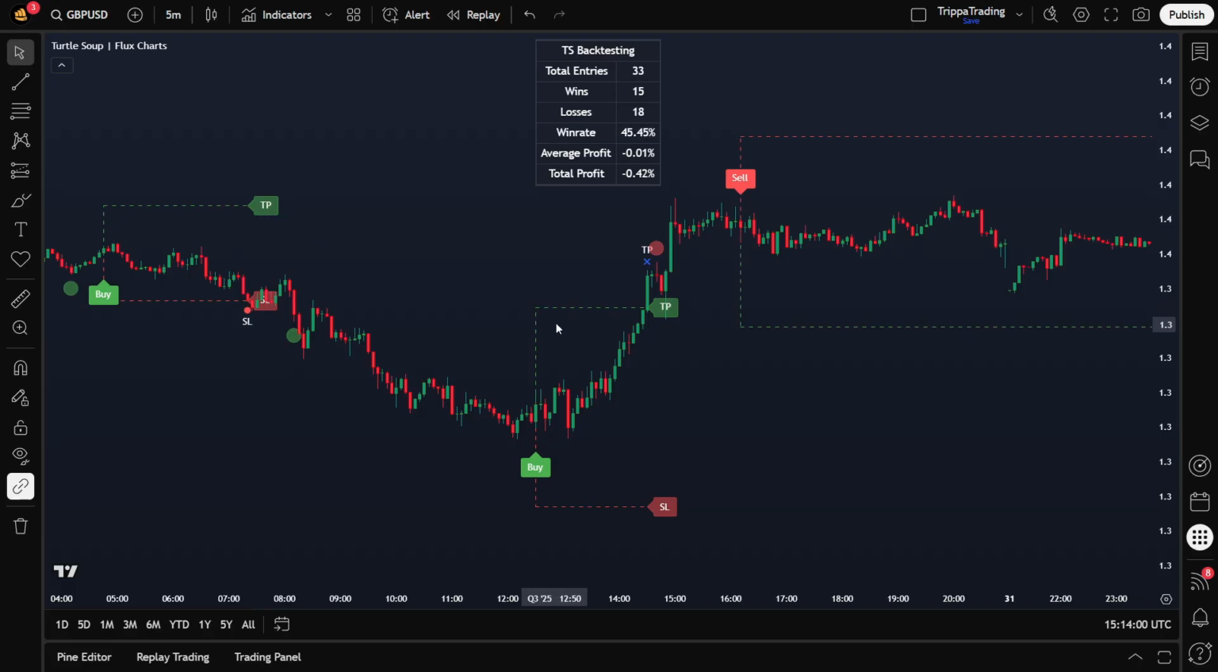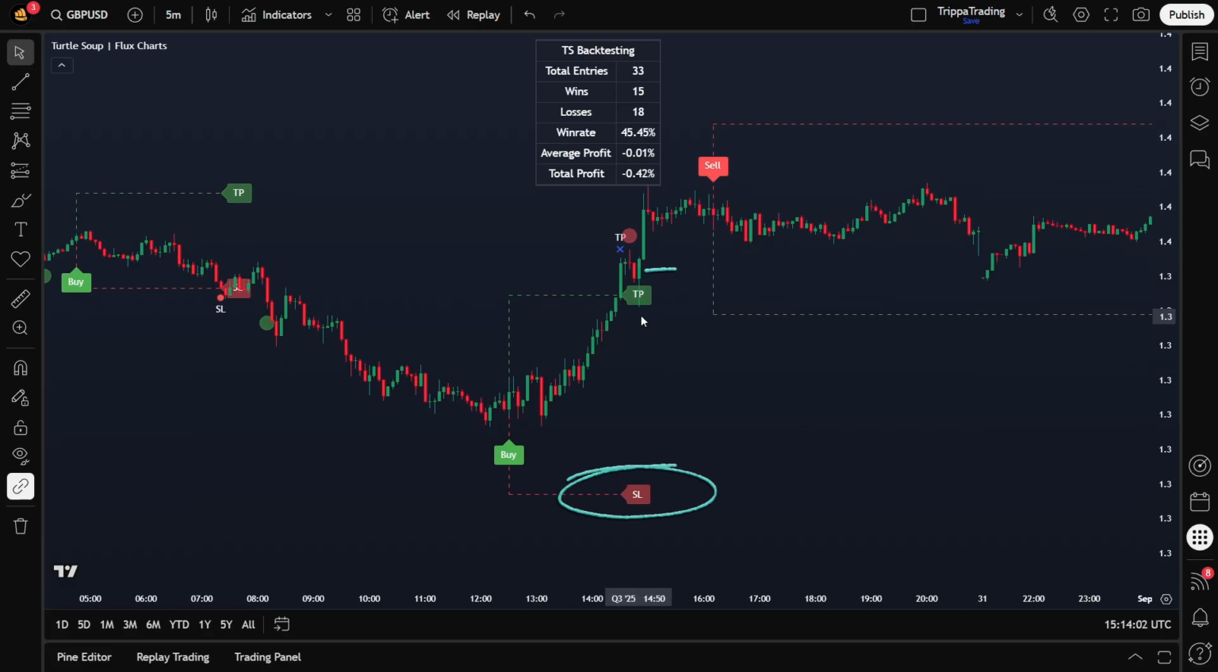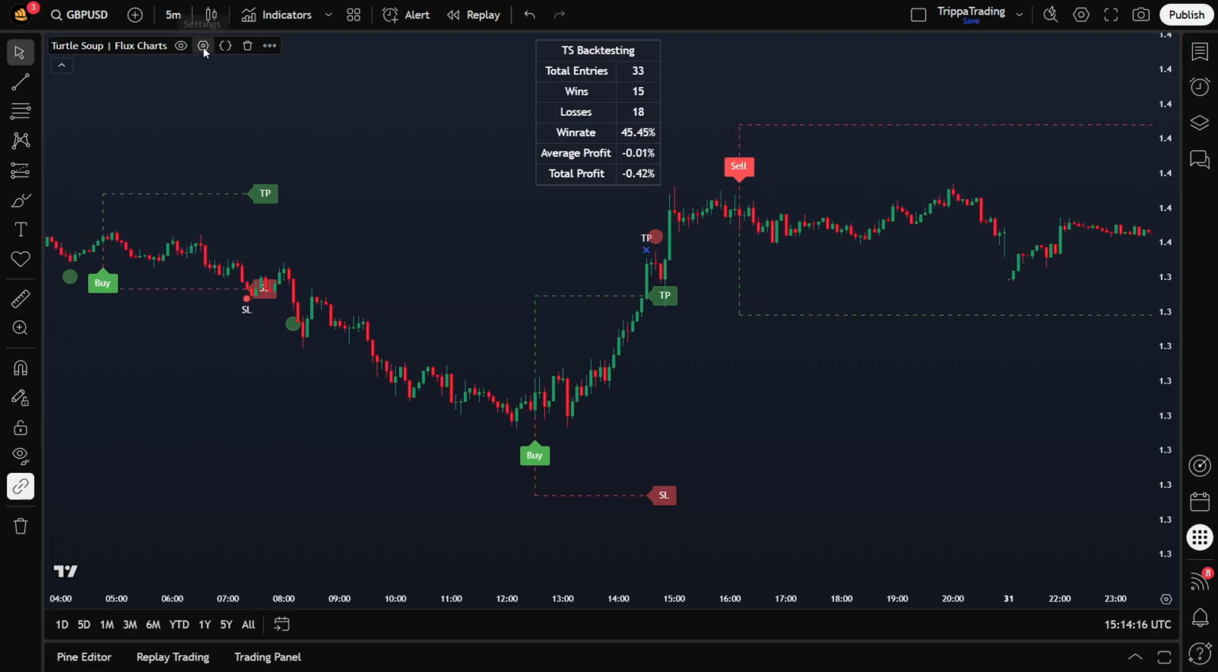It plots the signals, gives you stop loss and target levels, and even has a dashboard so you can see the performance without doing manual backtest. This works very well on the 5-minute and 15-minute charts. Let me show you the correct settings for these indicators.